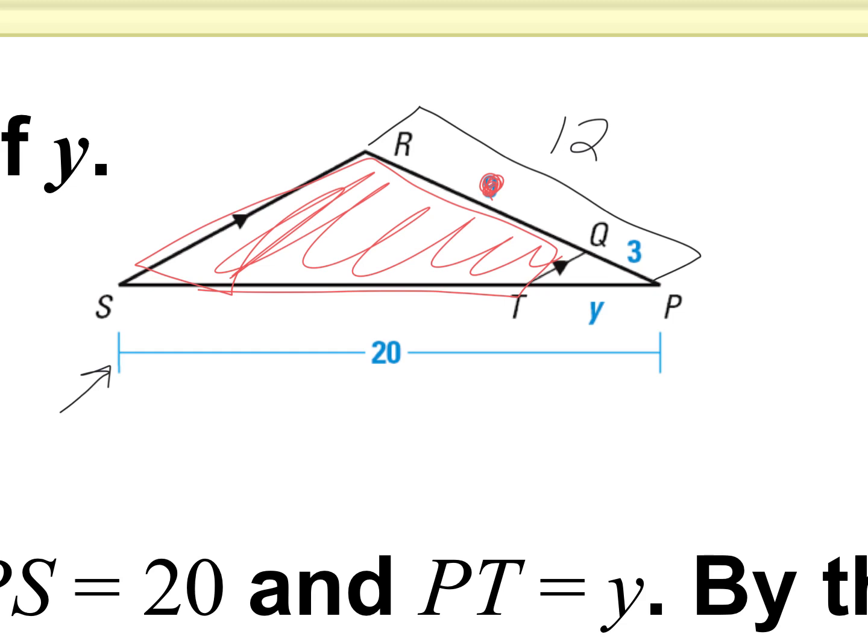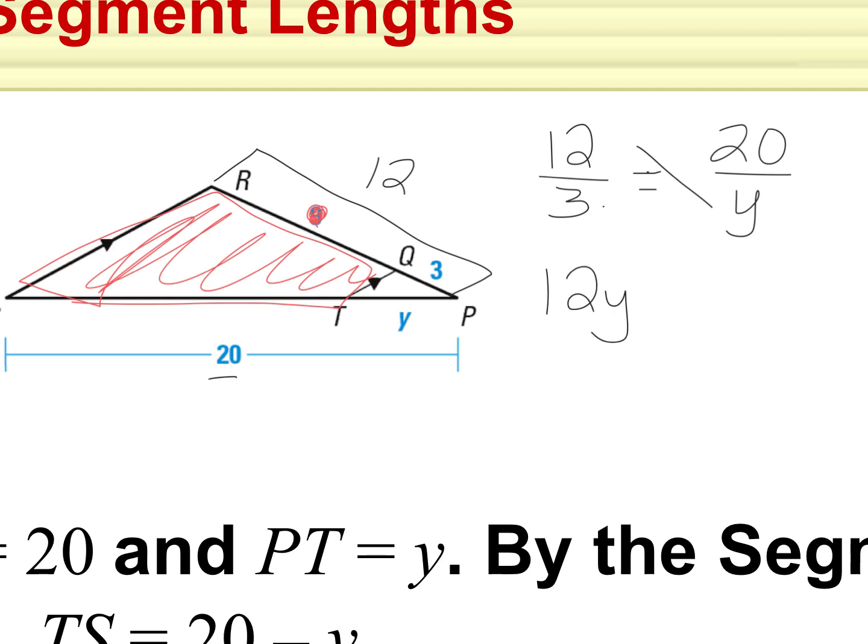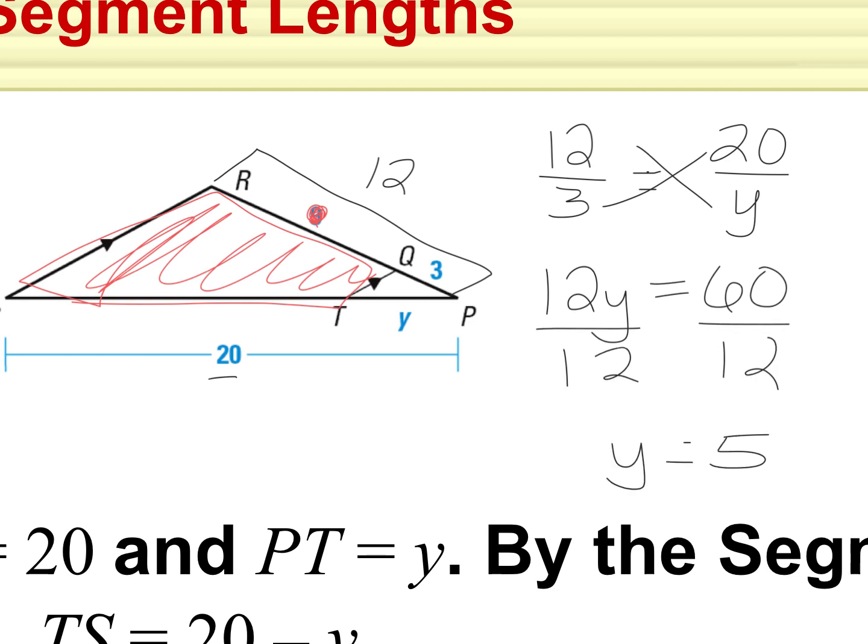12, 3, 20. So, setting up ratios, if I start with 12, our full length, what length goes with 12? 12 over 3. Since I started with the long side, we need to keep starting with the long side, so we get 20 over y. So 12y equals 60. Cross multiply, 12y equals 60, and then we divide by 12. y equals 5.